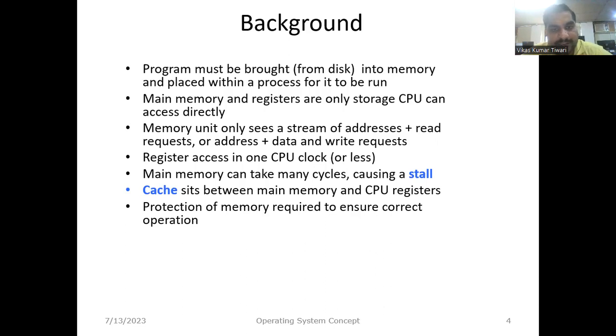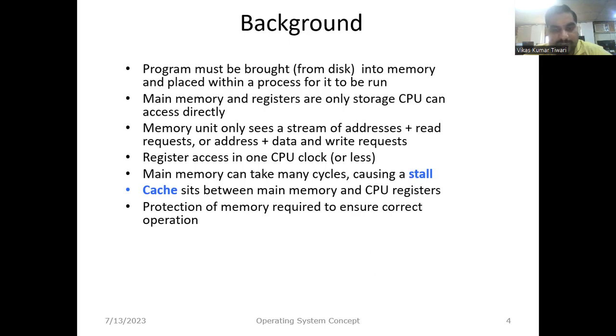Main memory and registers are the only storage the CPU can access directly. So the CPU cannot directly access the hard disk. The CPU can directly access the CPU registers or main memory. CPU registers are the fastest memory in terms of accessibility. The memory unit only sees a stream of addresses plus read requests, or addresses plus data and write requests.